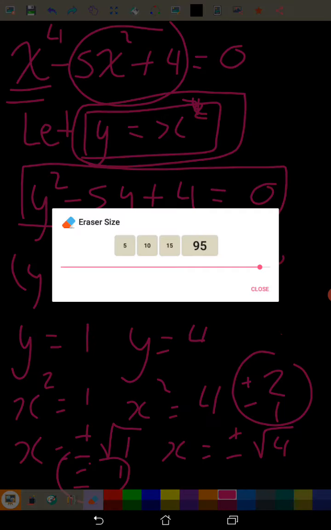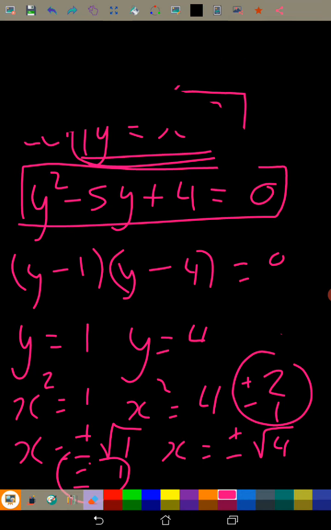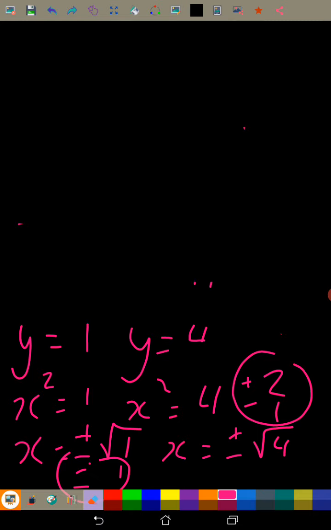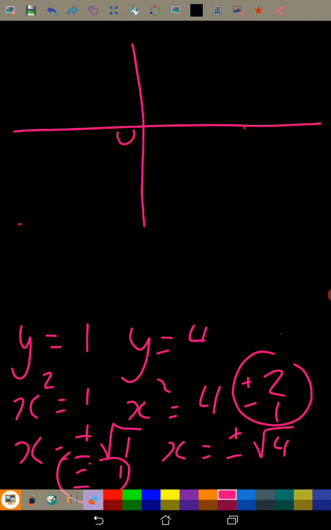Just for fun, or just for more knowledge, what we can try to do is understand how it looks graphically. If we have 0 here, this is x, this is y, minus 1 here, 1 is here, we have 4 here, we have minus 4 here. So we have y is equal to x to the power 4, sorry.